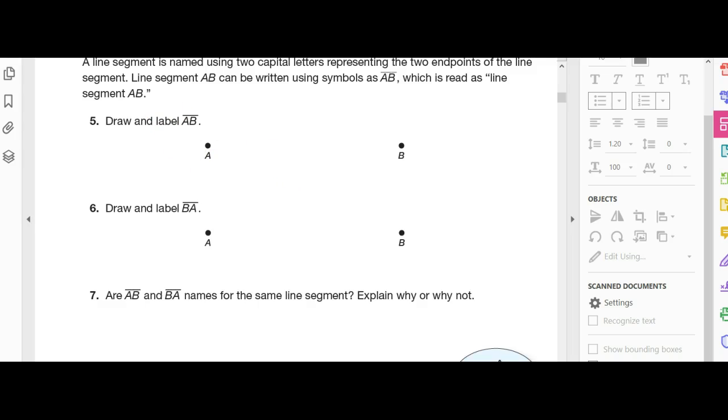So here we go. It says draw and label that. To draw it, I'm supposed to draw this, not sketch it. That means I can use a straight edge. Well, I'm going to use this tool to make sure that it's straight.